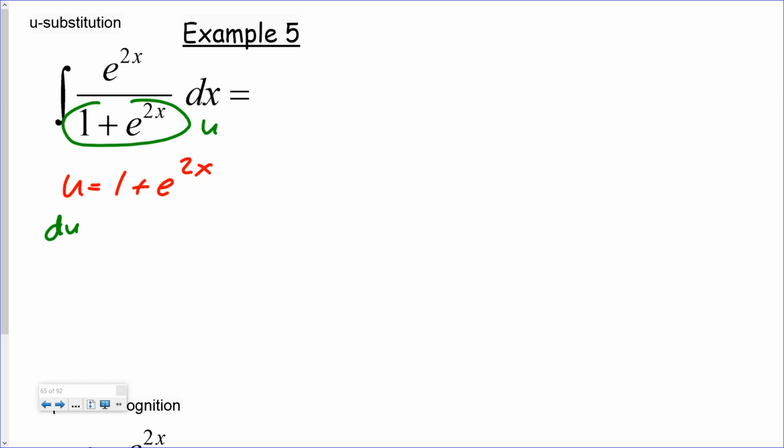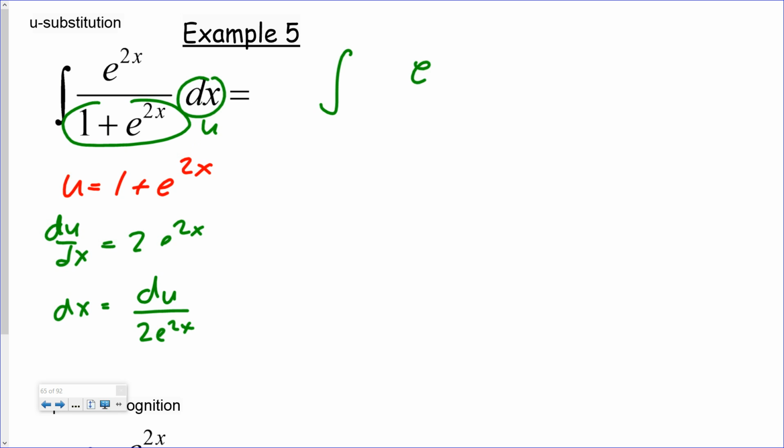You could do the shortcut on ln if you remember it, but let me just do the long way here. If you take the derivative of both sides, what's the derivative of 1? 0. What's the derivative of e to the 2x? 2e to the 2x. Solve for your dx. This would be du over 2e to the 2x. Okay, then you replace two things. You replace your u, and what else do you replace? Your dx. Everything else stays the same.